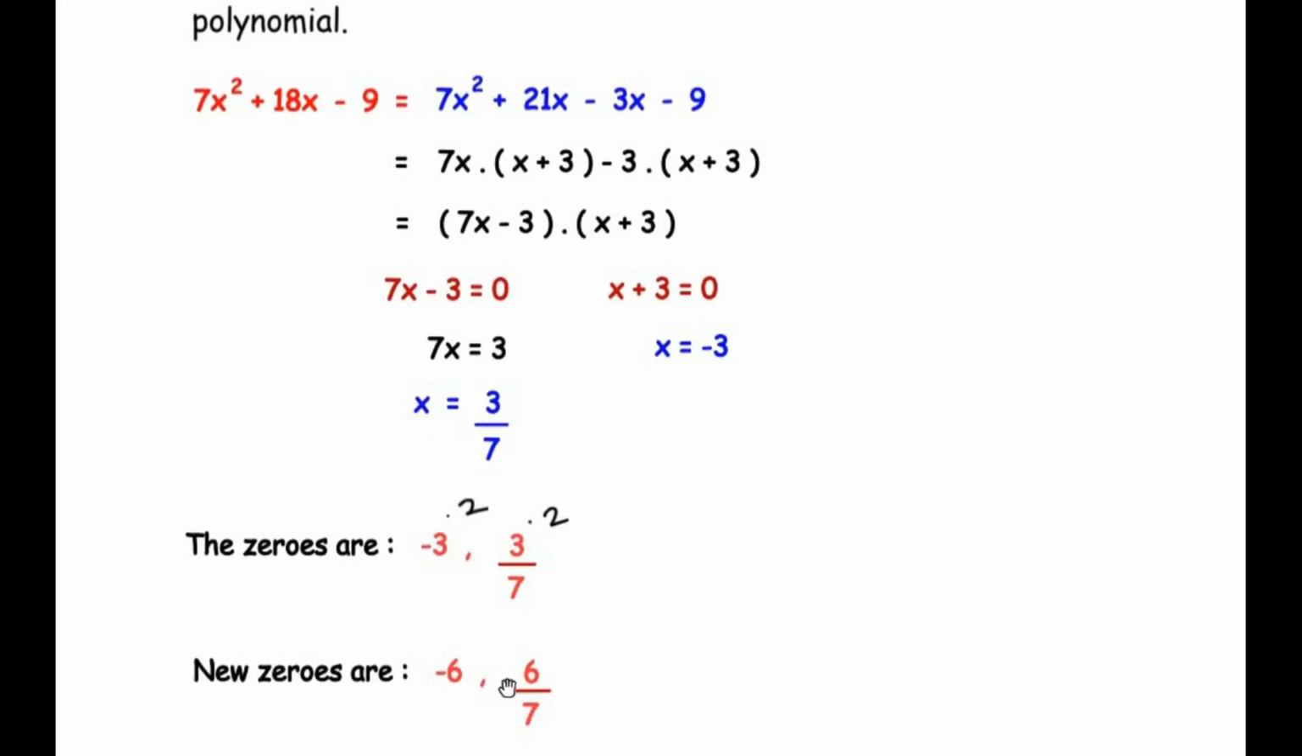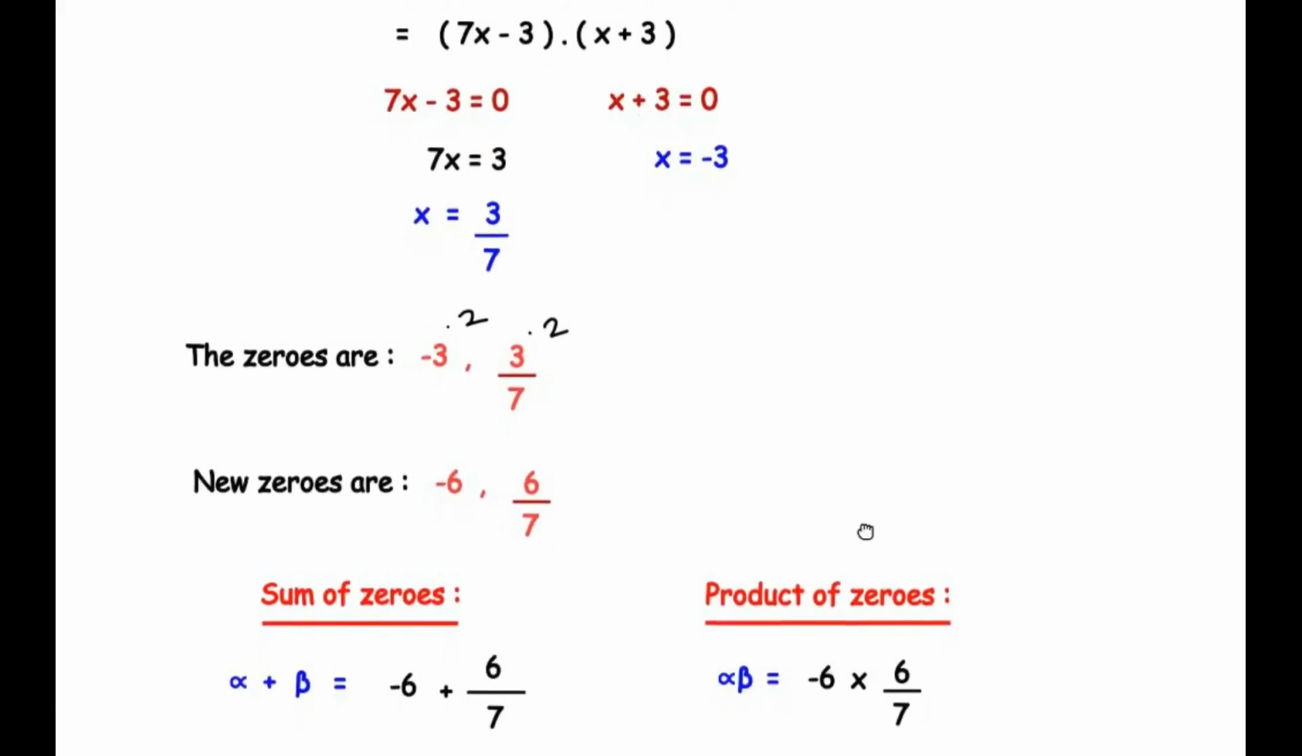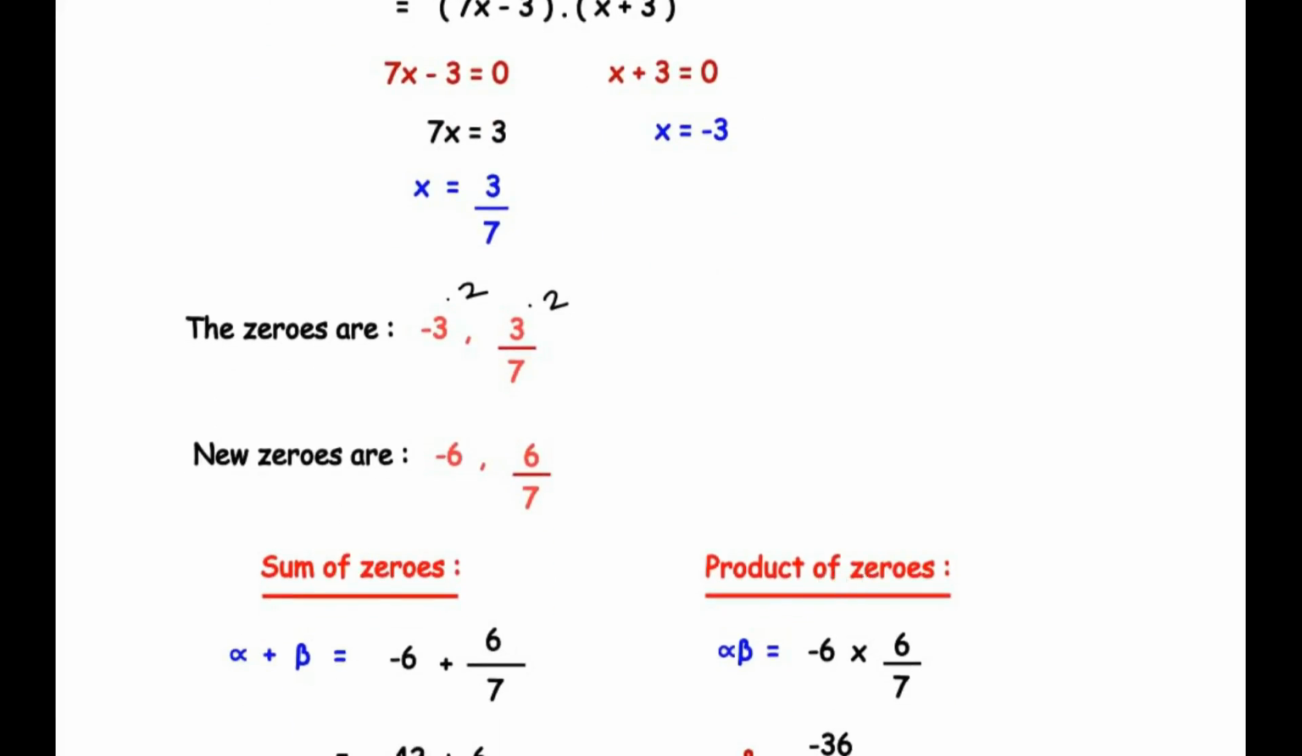Now once we have got the zeros, let us find out the sum of zeros and product of zeros of the required polynomial. So here the sum of zeros and product of zeros is written. So sum of zeros is alpha plus beta. So we have taken negative 6 plus 6 over 7.